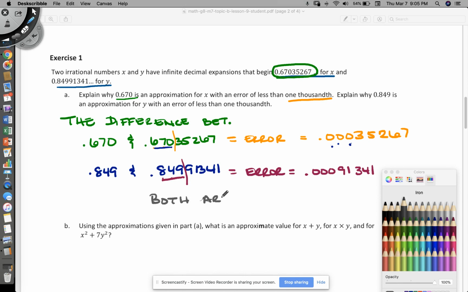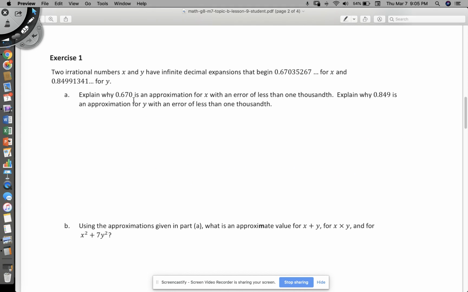All right, so if you look at both of these here, we're going to say that both are 0.001 of a difference. There's not much of a difference between these. So that means that the error gap is very, very close. Let's try this next one here.